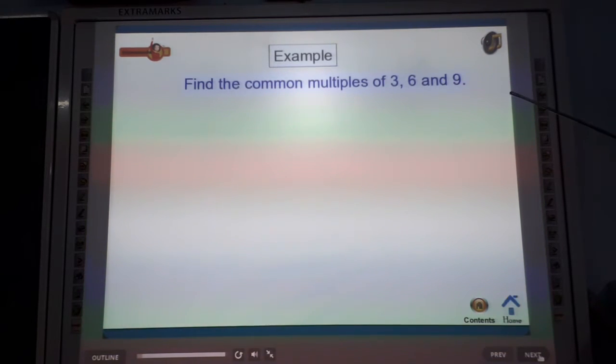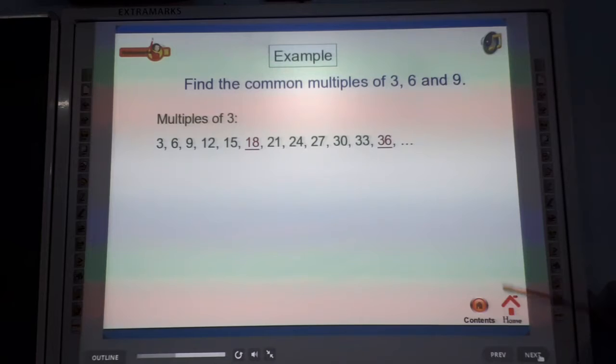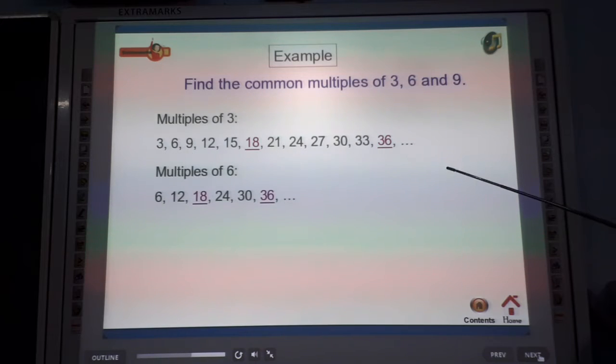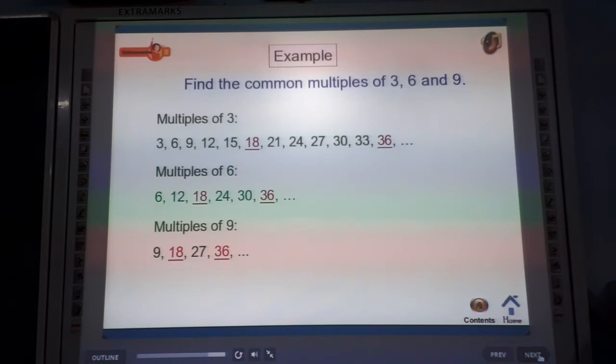Now for example, find the common multiples of 3, 6 and 9. Look at this. Multiples of 3 are 3, 6, 9, 12, 15, 18, 21, 24, 27, 30, 33, 36 and so on.